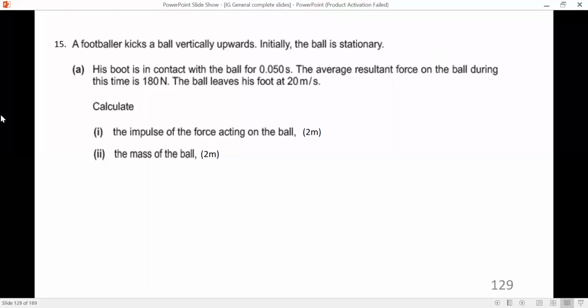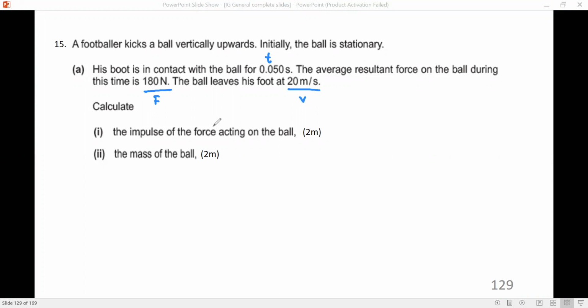Let's do another question about force. A footballer kicks the ball vertically upwards. Initially, the ball is stationary. His foot is in contact with the ball for 0.05 seconds. So this is our time, t. The average resultant force is 180, so this is our F. And then this is our v.